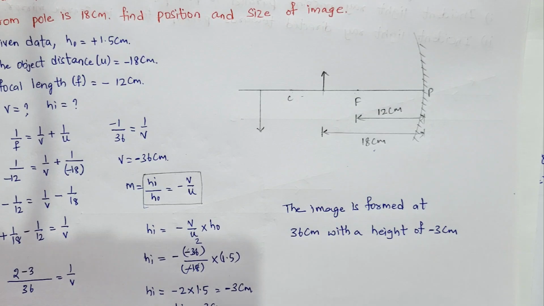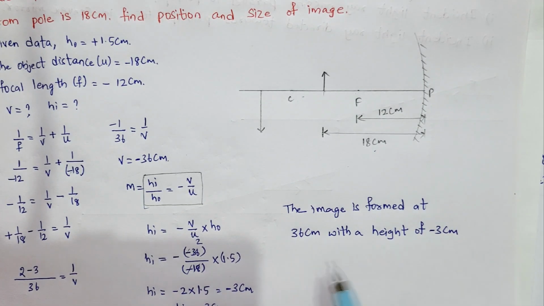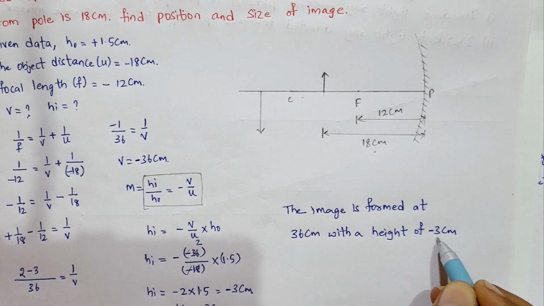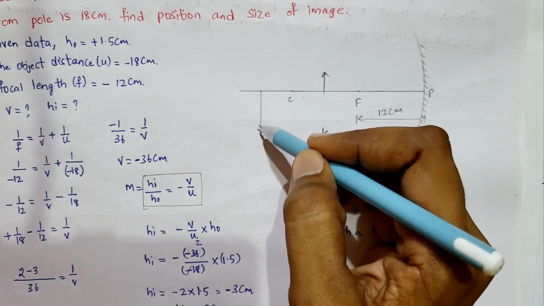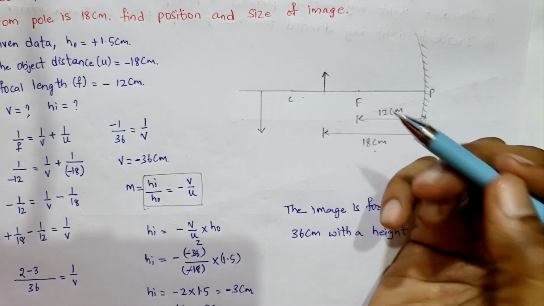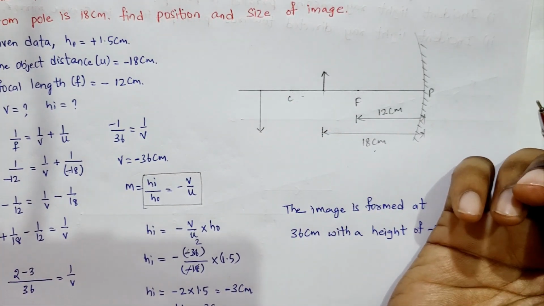Correct? So we got the magnification. Height of image, minus 3 centimeters, we got. So height of image is negative and more than 1.5. Okay.